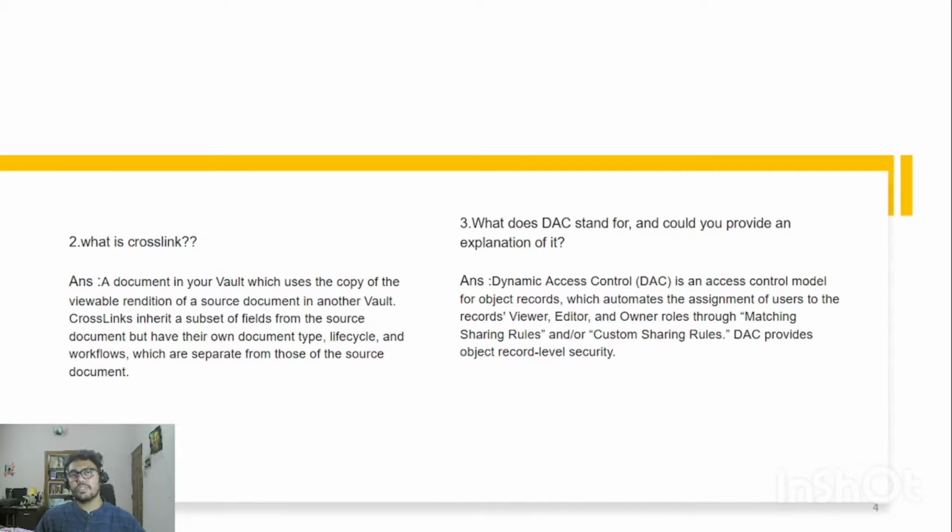The next question is: what is a crosslink? This is a very simple question. The answer should be: a document in your Vault which uses a copy of the viewable rendition of a source document in another Vault. I am repeating the answer again: a document in your Vault which uses the copy of the viewable rendition of a source document in another Vault.